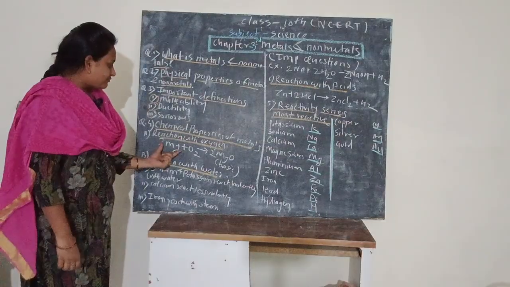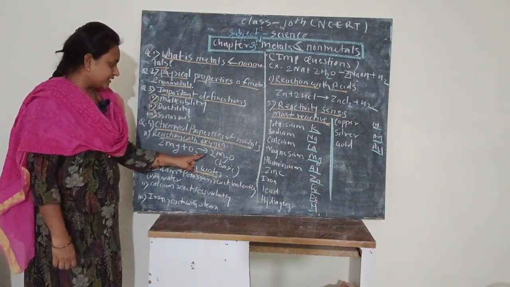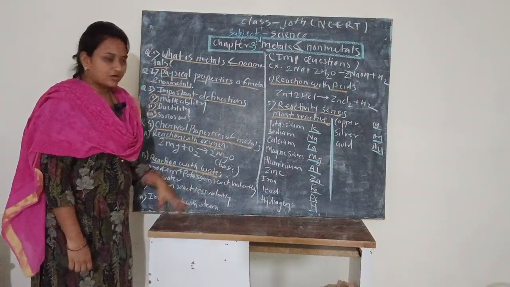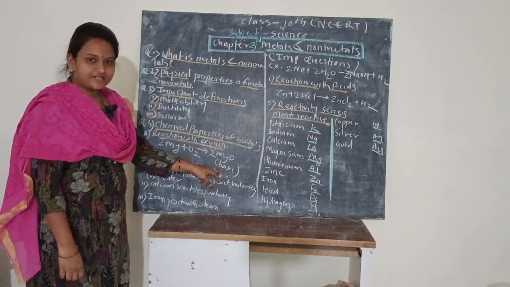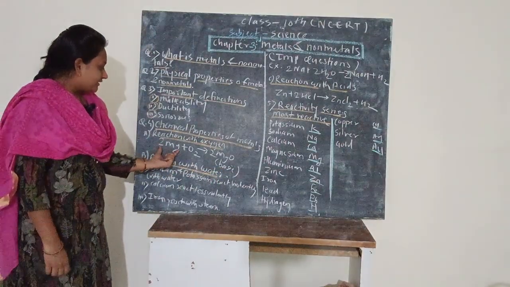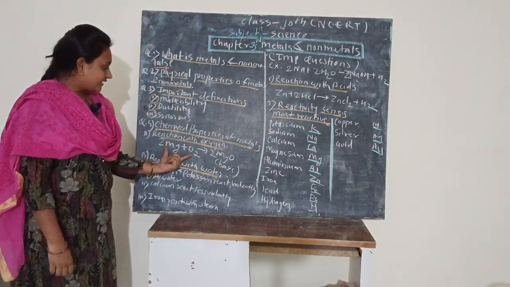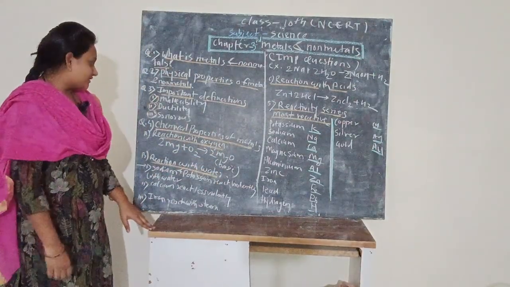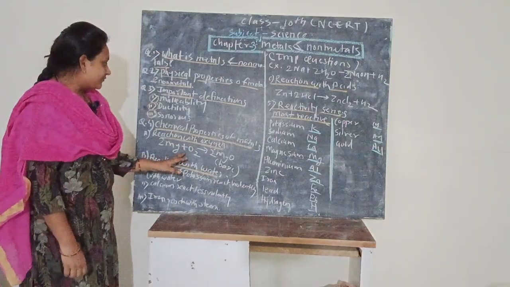When magnesium reacts with oxygen, then 2MgO, magnesium oxide, is formed, and magnesium oxide is basic in nature. So what we learn is that when metals and oxygen react together, they form a basic material, that is magnesium oxide. Okay, this is its chemical property.